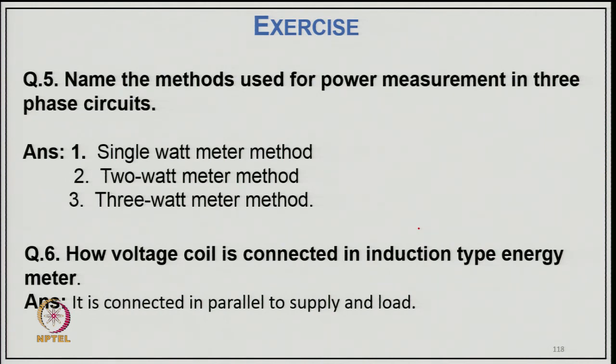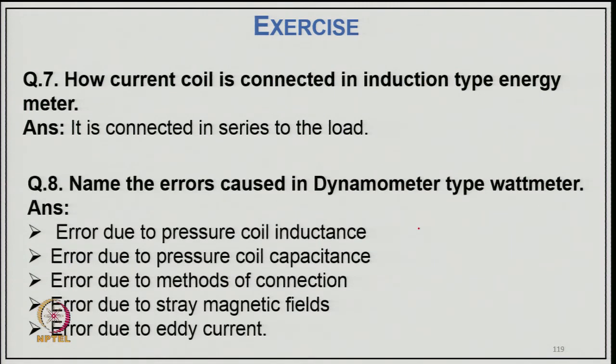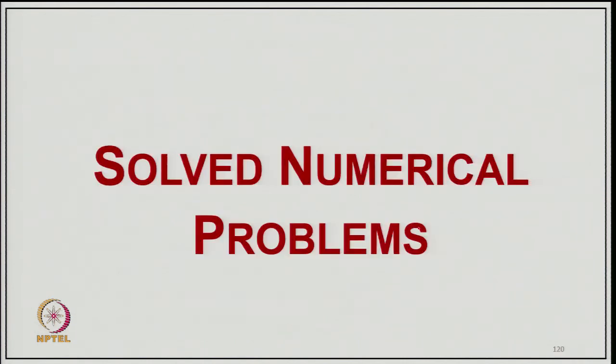How is the voltage coil connected in an induction type meter? It is connected in parallel to the supply and load. How is the current coil connected in an induction type energy meter? It is connected in series with the load. Name the errors caused in a dynamometer wattmeter: error due to pressure coil inductance, error due to pressure coil capacitance, error due to the methods of connection, error due to the electromagnetic field, and error due to eddy current.